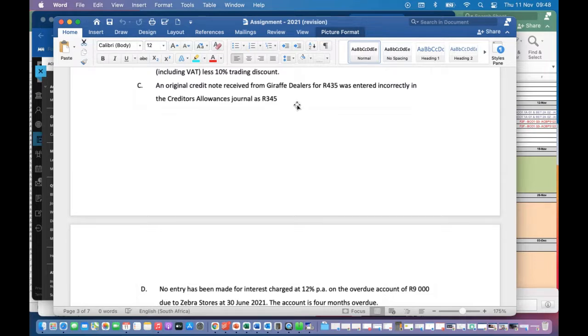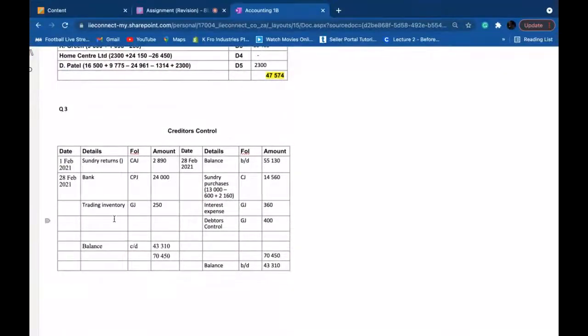Now we ask ourselves, it was incorrectly recorded as 345. That means it was 90 Rand less than what it should have been. Credit notes are supposed to be recorded in the creditors allowance journal. So how do we record this? If this was a credit allowance transaction, it means that it would have reduced our creditors control. Am I right or am I wrong? I'm right. Thank you very much.